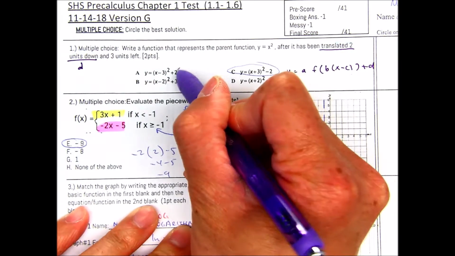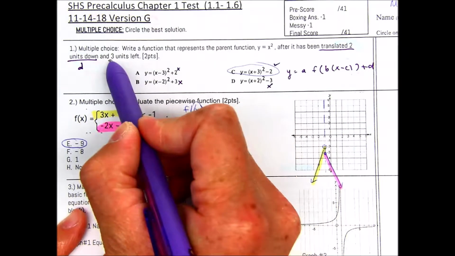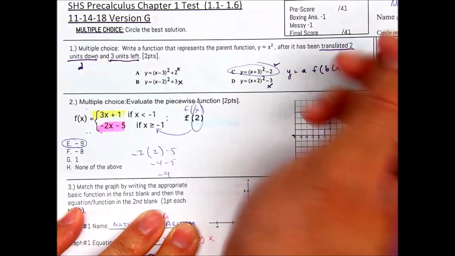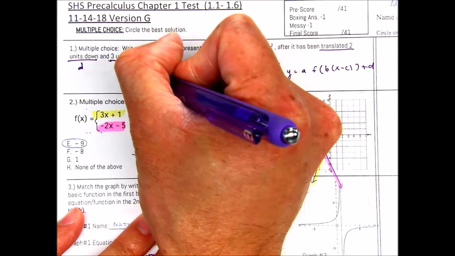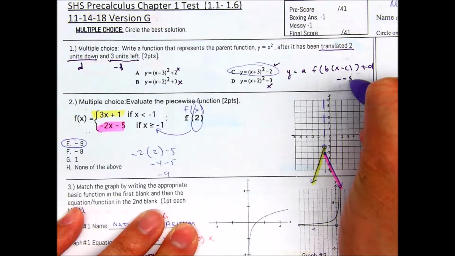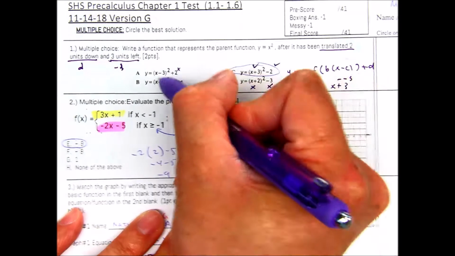Left 3 units would essentially be minus 3. So if you put in minus 3 in the formula, that becomes x plus 3. So x plus 3, no, no, and there's the common mistake right there. Remember, in the formula, it has a minus sign there.